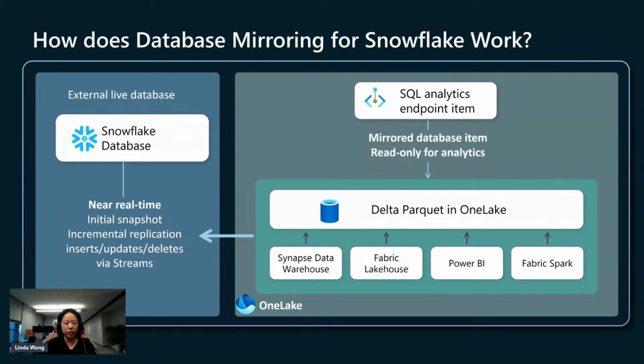Once the mirrored database for Snowflake is set up, what happens behind the scenes is Fabric will connect to your Snowflake database to do an initial snapshot to bring in all the data. It will also detect inserts, updates, and deletes by leveraging the Snowflake stream, and then replicate those incremental changes into OneLake, reflected in the mirrored database delta tables. Next, let's look at a specific Snowflake demo on how the Snowflake mirroring is set up and working.